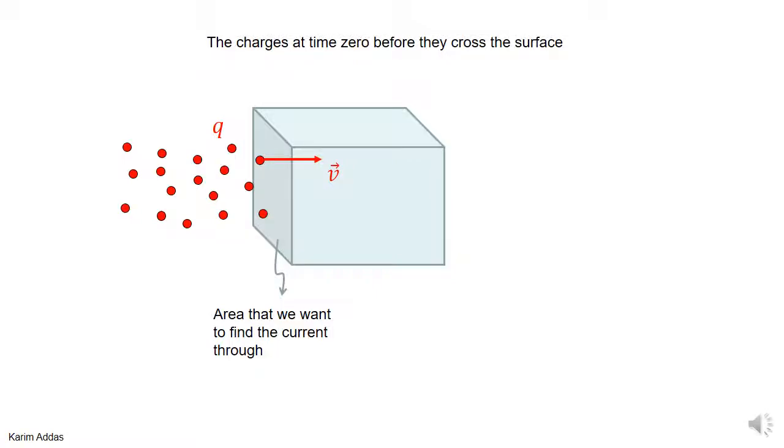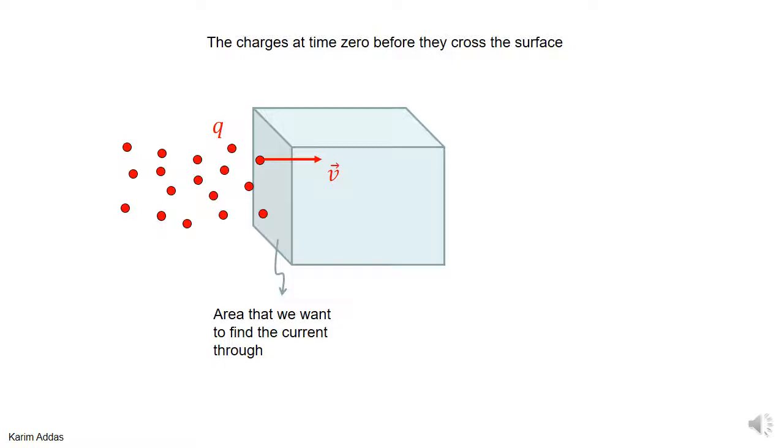We want to try to find an equation for the current in terms of the variables in the problem, like the speed of the charges, the charge of each charge, and the density of the charges, and so on. So this is the situation that exists at time zero, before the charges cross this area. All of the charges are on the left side, and they're moving with a velocity v, and the amount of charge of each charge is q.